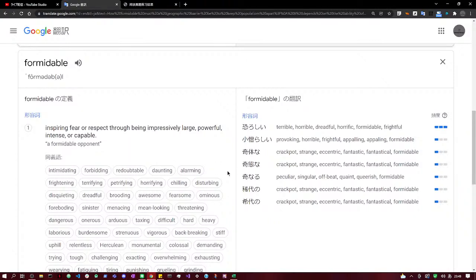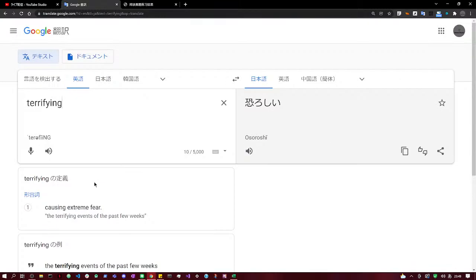Formidable. In spring, fear or burning. Not powerful, osorashi. Intimidating, forbidding, deterring, daunting, alarming, frightening, terrifying.